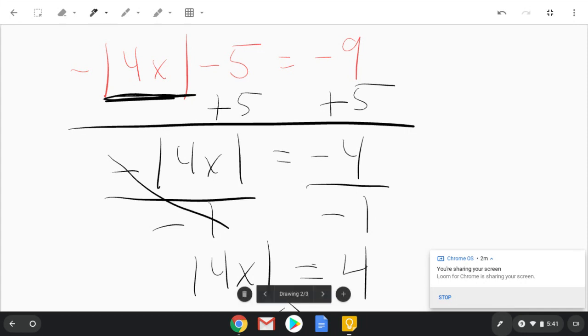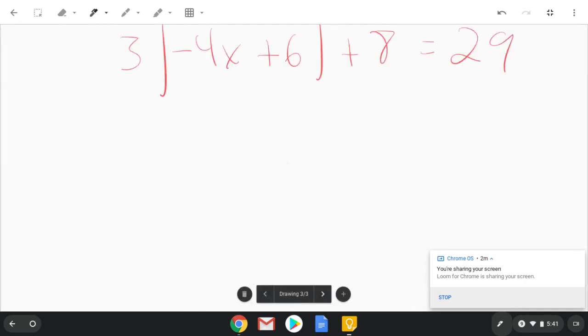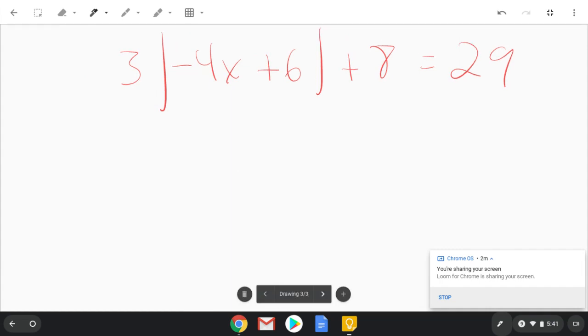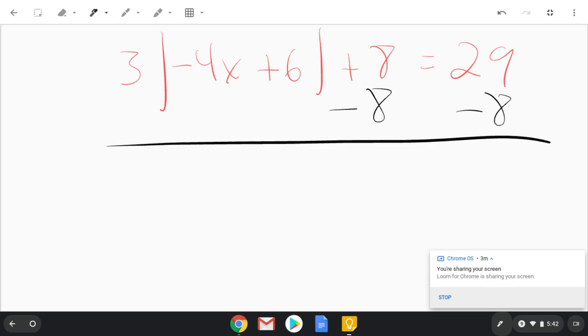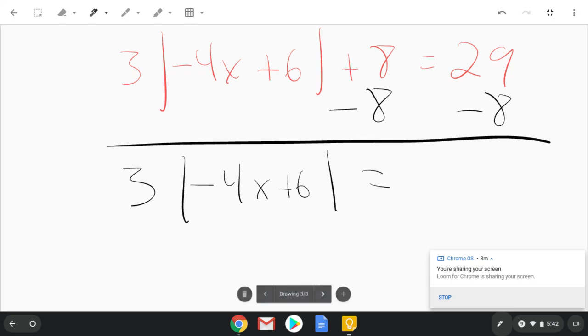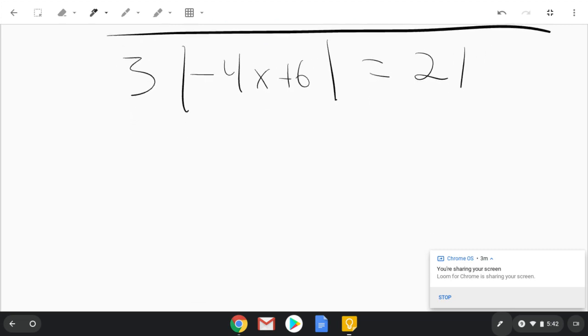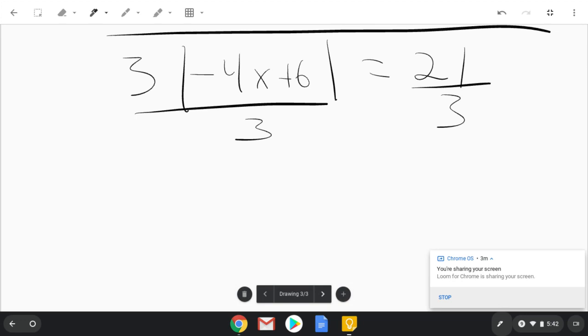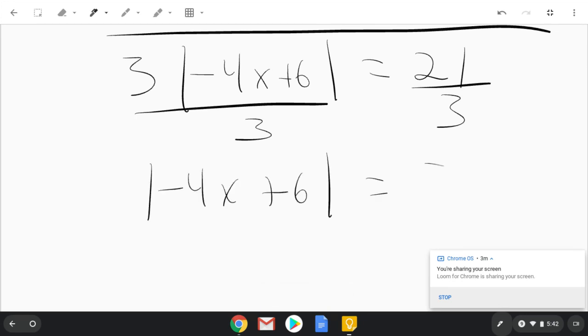Last example here. Let's see. We've got multiplication by 3 and addition by 8. So we'll get rid of the 8 first. That'll give us 3 absolute value of negative 4x plus 6 equals 21. Then we will divide both sides by 3. That'll give us the absolute value of negative 4x plus 6 equals 7.